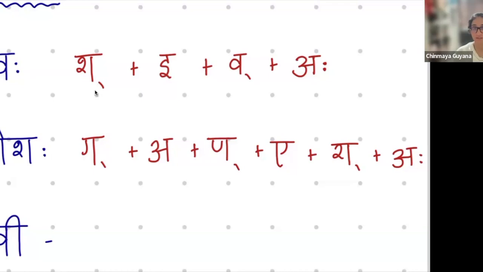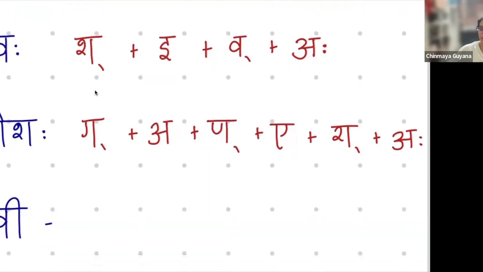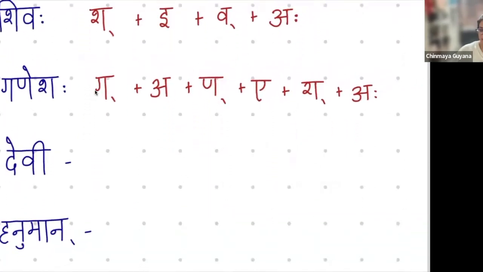Ga is not its own letter. It's ga halant with an a. They're two separate sounds coming together to make the syllable ga. You can do Devi and Hanuman next.